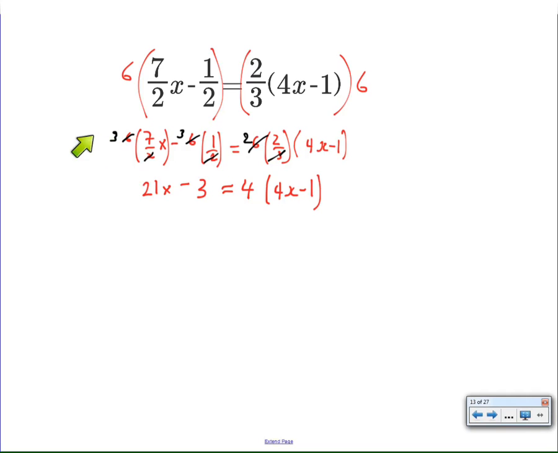2 goes into 6 3 times. 3 times 7x is 21x. 2 goes into 6 3 times. 3 times 1 is 3. On the left-hand side, 2/3 of 6 is 4. Should be obvious, but of course I can do it by dividing 3 into 6 and then multiplying the result. Notice again, I didn't distribute the 4, the 2/3 of 6. I'll do that the next step. And once again, a rudimentary equation should be straightforward from this point forward.